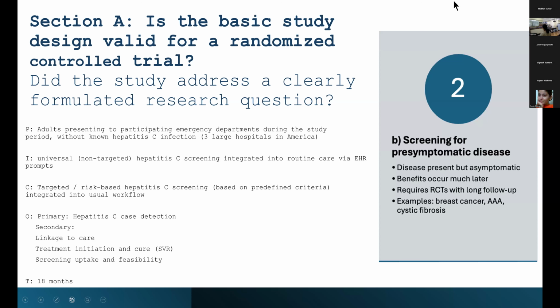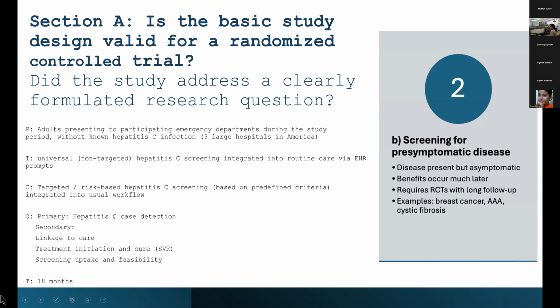The intervention was universal. That means anyone who came in was offered, if they were randomized to the intervention arm, a hepatitis C screening test. The control is targeted. That is actually standard of care at that time in the US, where you come in, you get a screening questionnaire like, do you have a tattoo? Have you had a blood transfusion? And then you were offered a hepatitis C screening.